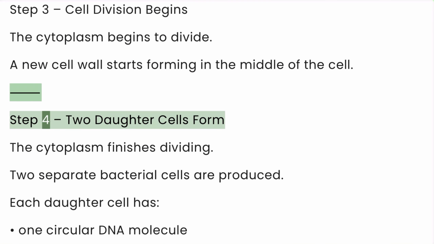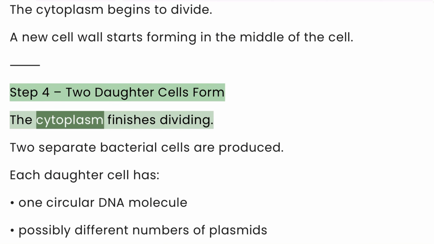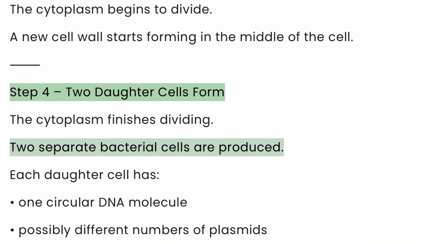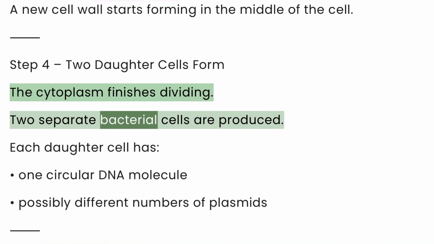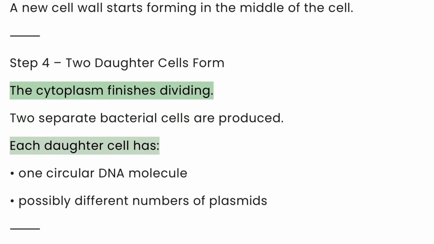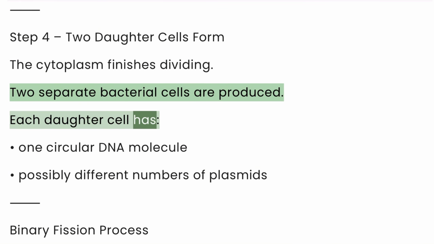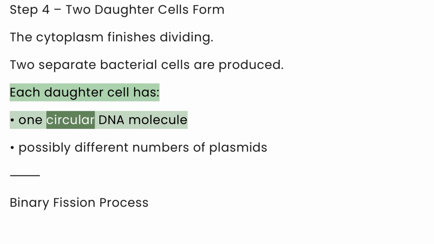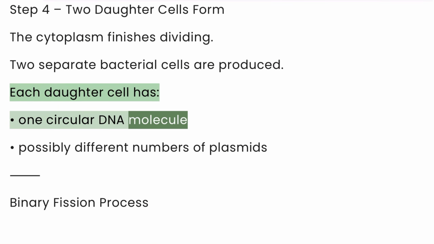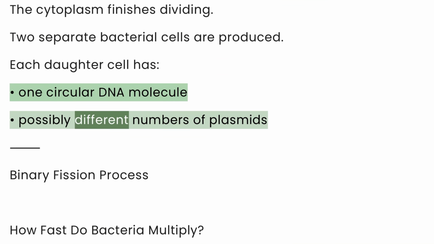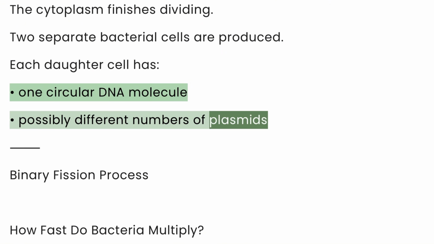Step 4. Two daughter cells form. The cytoplasm finishes dividing. Two separate bacterial cells are produced. Each daughter cell has one circular DNA molecule, possibly different numbers of plasmids.